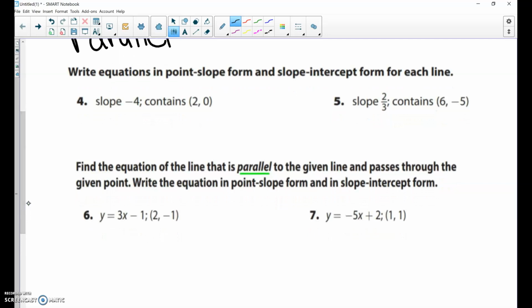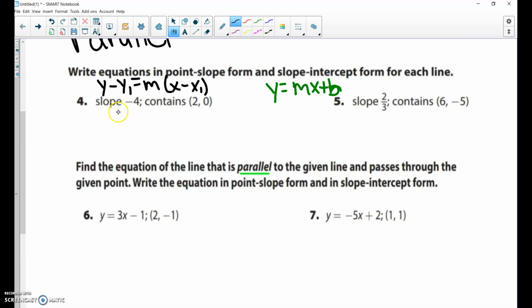All right, 4 and 5. I want us to write in point slope form and slope intercept form for each line. So remember, point slope form is y minus y1 equals m, then x minus x1. And slope intercept form is y equals mx plus b. Remember, we usually start writing it in point slope form, and then once we're done doing our math, then it will already be in slope intercept form for us.